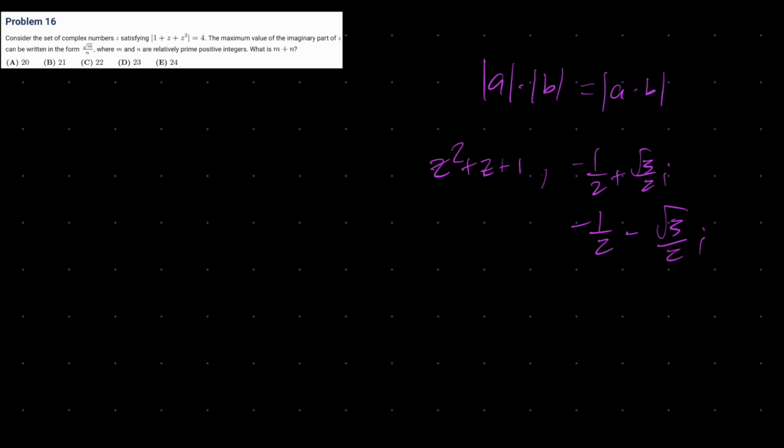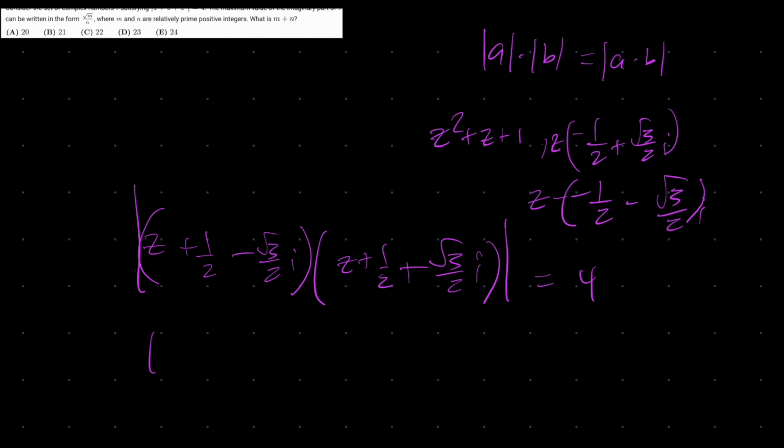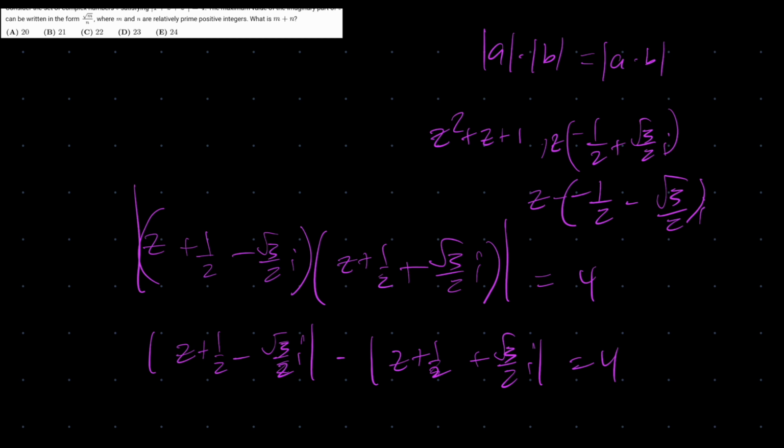So when we factor this into its roots, we're going to have z minus this times z minus this. Or, writing this out again, this is z plus 1/2 minus root 3 over 2 i times z plus 1/2 plus root 3 over 2 i. The magnitude of the whole thing is 4. Split this up into its individual parts. This is the magnitude of z plus 1/2 minus root 3 over 2 i times the magnitude of z plus 1/2 plus root 3 over 2 i equals 4.